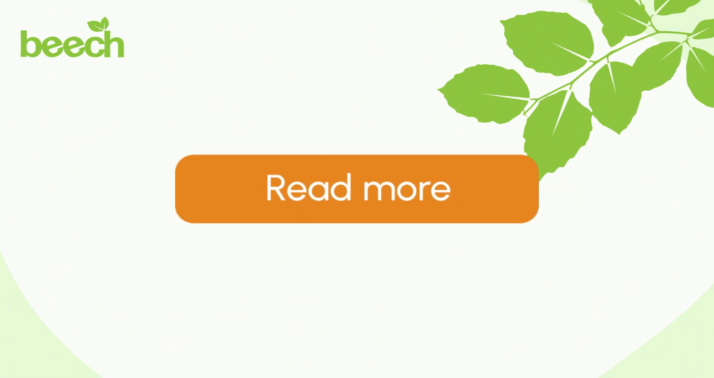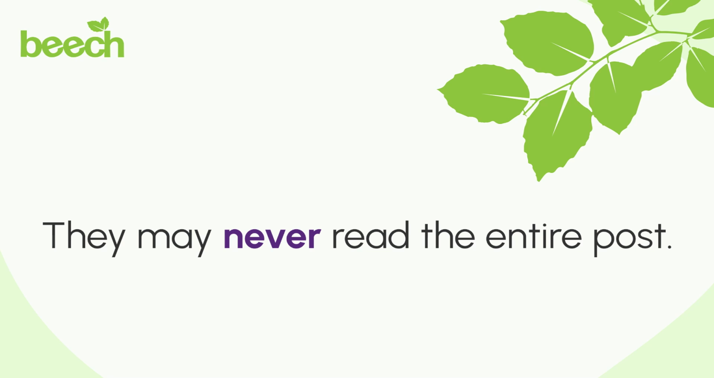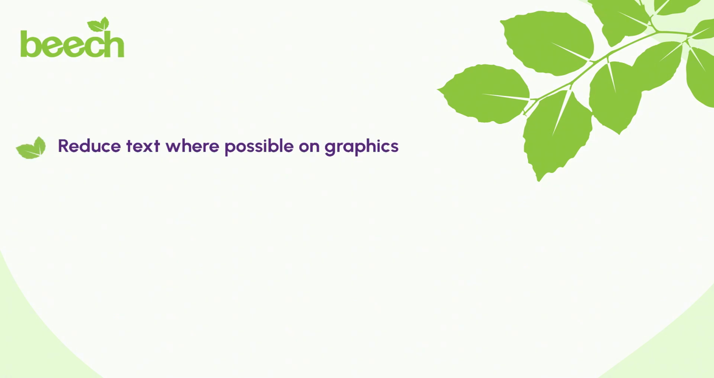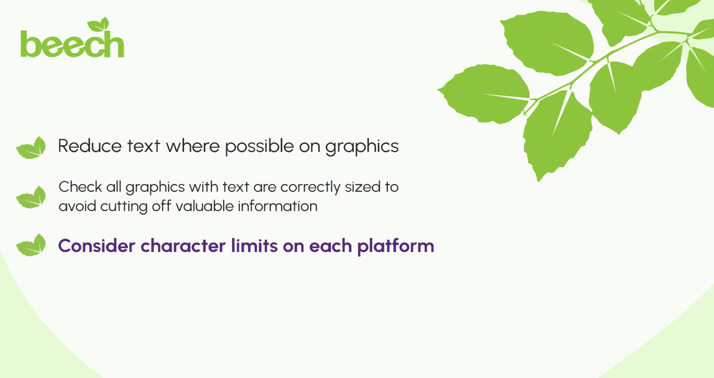It could also cut off with a read more link on social media before we've successfully hooked the audience's attention, and they may never read the entire post. Without this optimization, content loses its effect and may not be as engaging. So what do we do? Reduce text where possible on graphics. Check all graphics with text are correctly sized to avoid cutting off valuable information. Consider character limits on each platform.